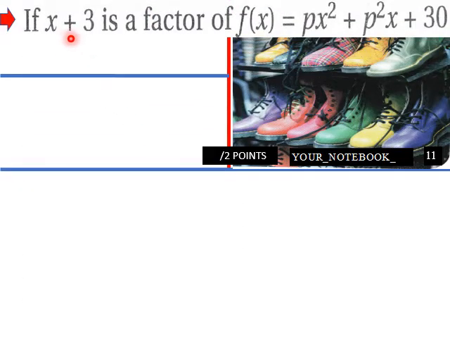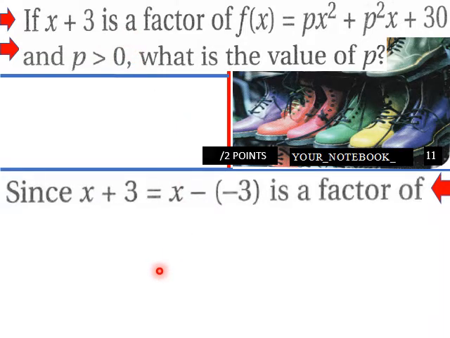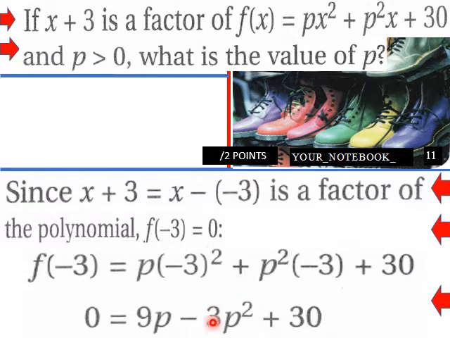So if x plus 3 is a factor of f of x equals px squared plus p squared x plus 30, and p is greater than 0, what is the value of p if we know x plus 3 is a factor? Since x plus 3, which equals x minus the negative 3, is a factor of the polynomial, f of negative 3 would equal 0.